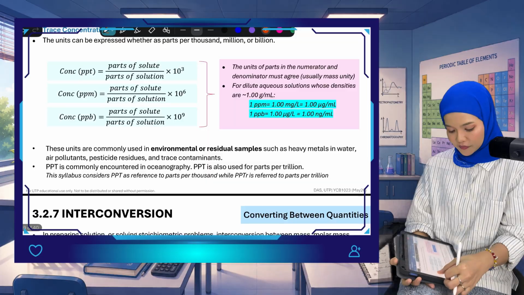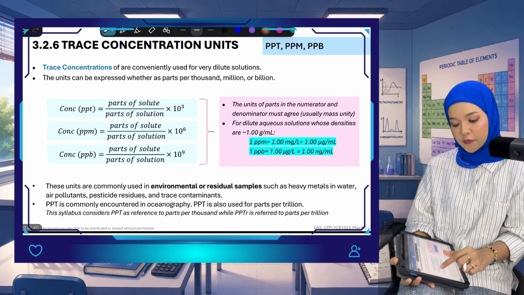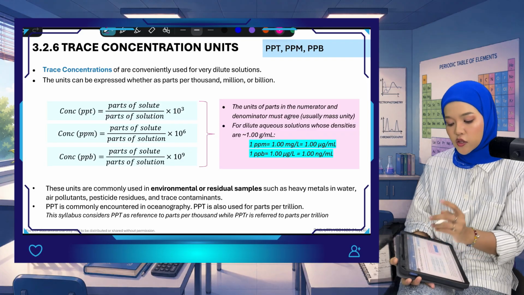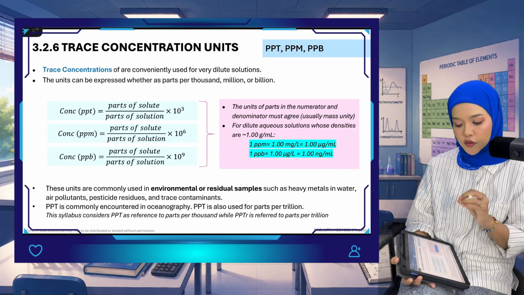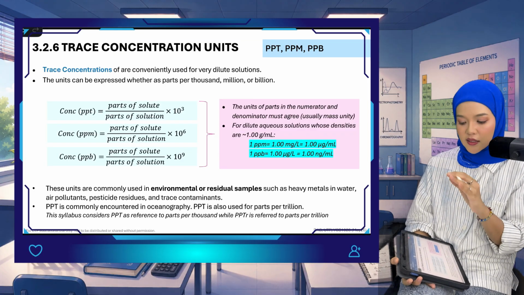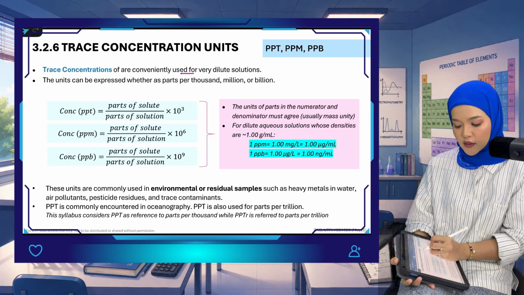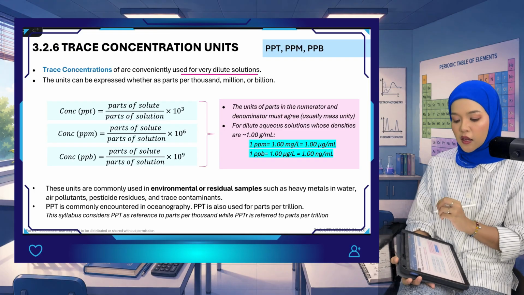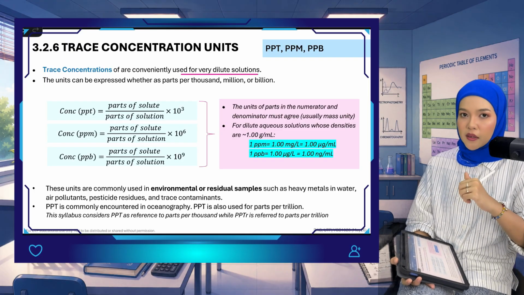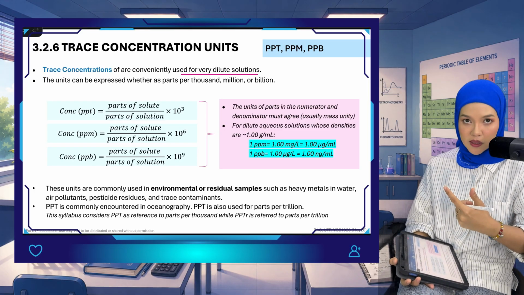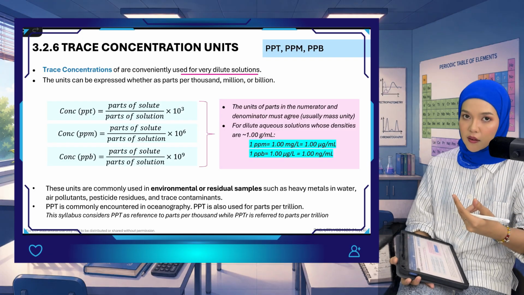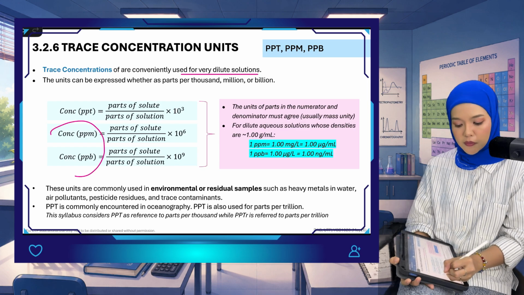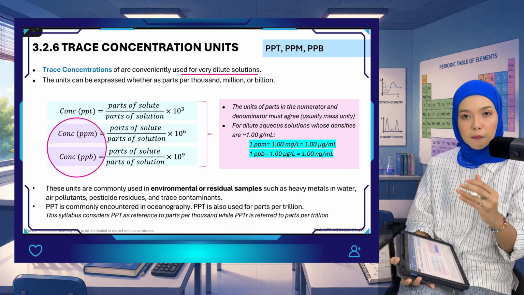Now, last but not least, the type of concentration is the trace concentration unit. So what is trace concentration? We use this for something that is very, very dilute. This is quite common in analytical chemistry. The units can be parts per thousand, parts per million, or parts per billion. But the more common ones are parts per million and parts per billion.